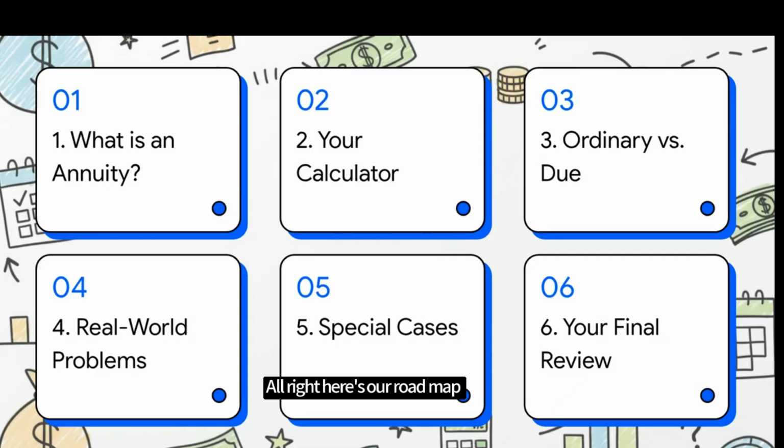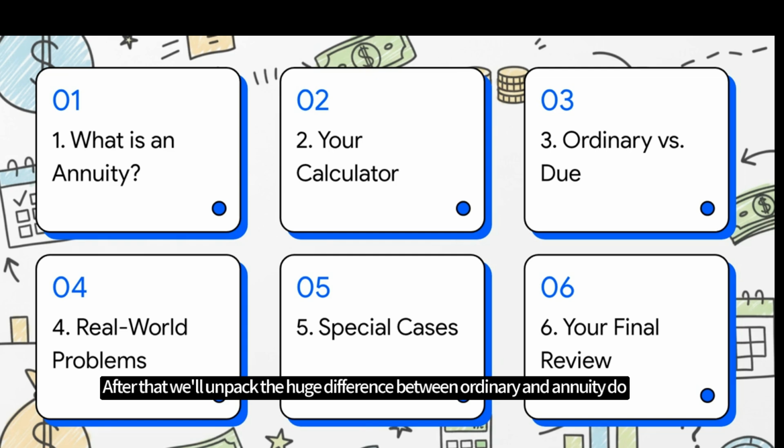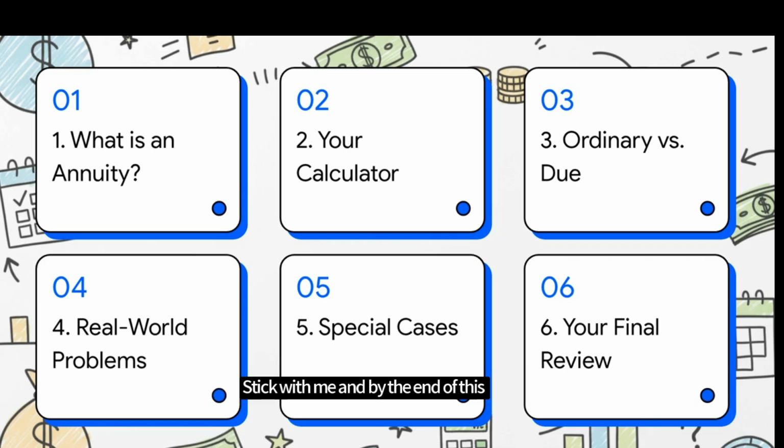All right, here's our roadmap. We're going to start with the absolute basics. What even is an annuity? Then we'll get practical and look at your calculator, which is basically a superpower for these problems. After that, we'll unpack the huge difference between ordinary and annuity due, and then the fun part. We'll apply it all to some real-world examples. Stick with me, and by the end of this, you'll be set.